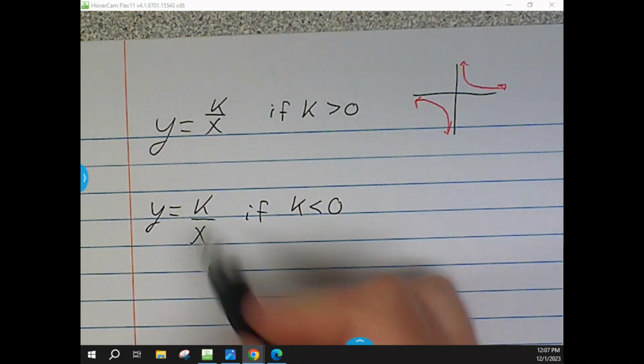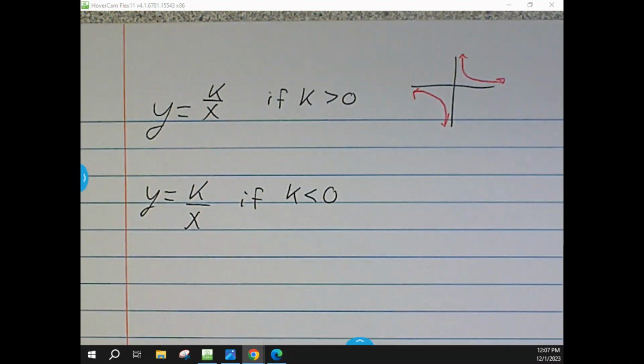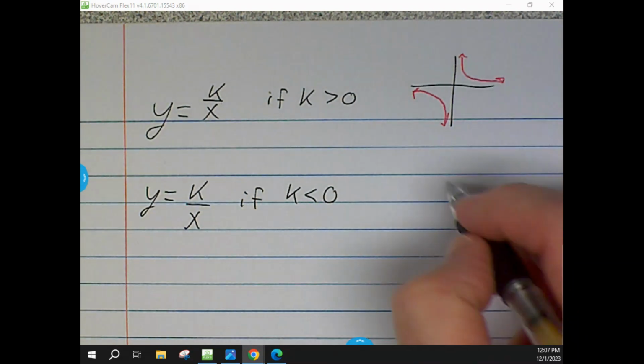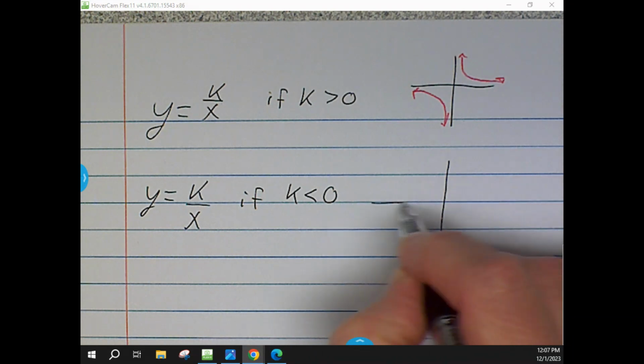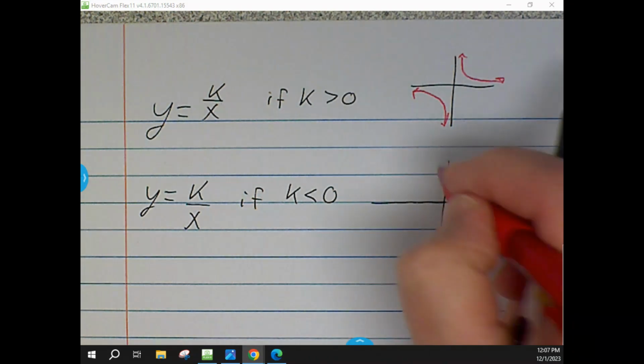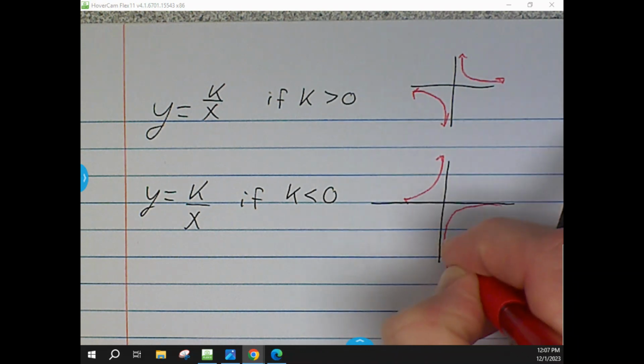If that top number is negative, instead of being in these two corners, it's going to be in the other two corners. It'll be here and here.